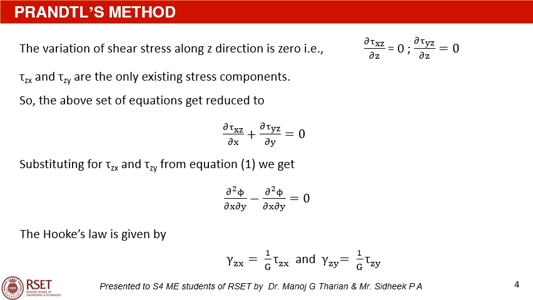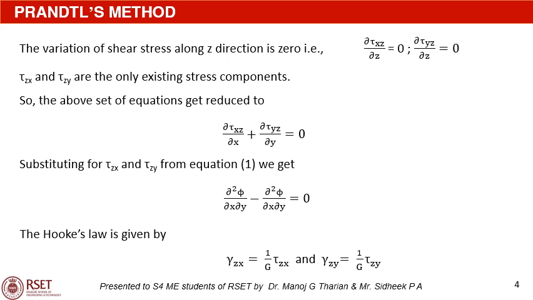The variation of shear stress along the z direction is 0, which gives ∂tau xz/∂z equal to 0 and ∂tau yz/∂z equal to 0. Since tau zx and tau zy are the only existing stress components, the above set of equilibrium equations gets reduced to ∂tau xz/∂x plus ∂tau yz/∂y equal to 0.